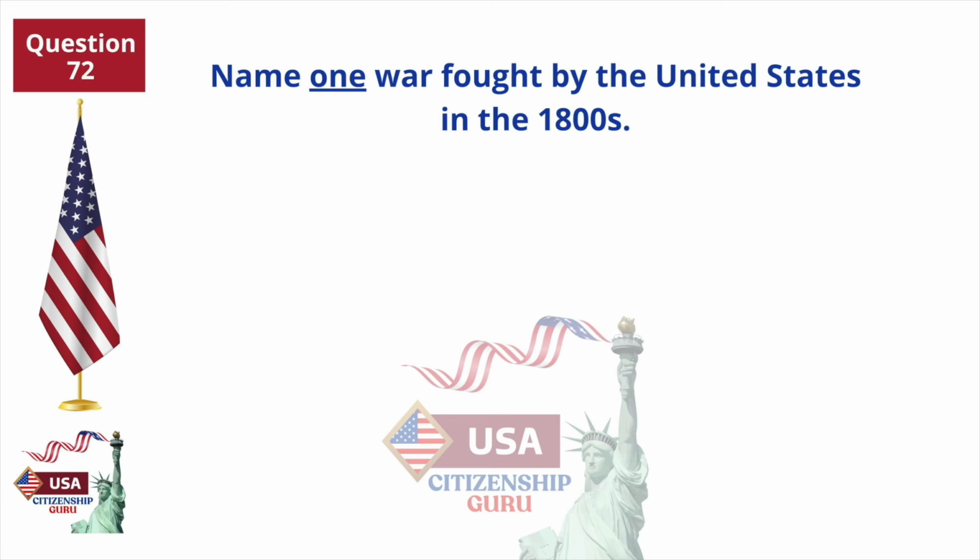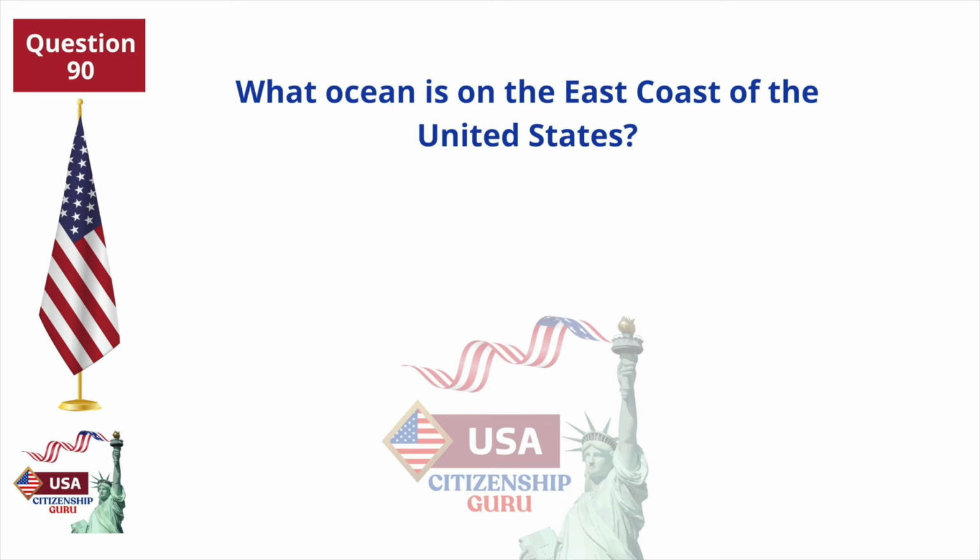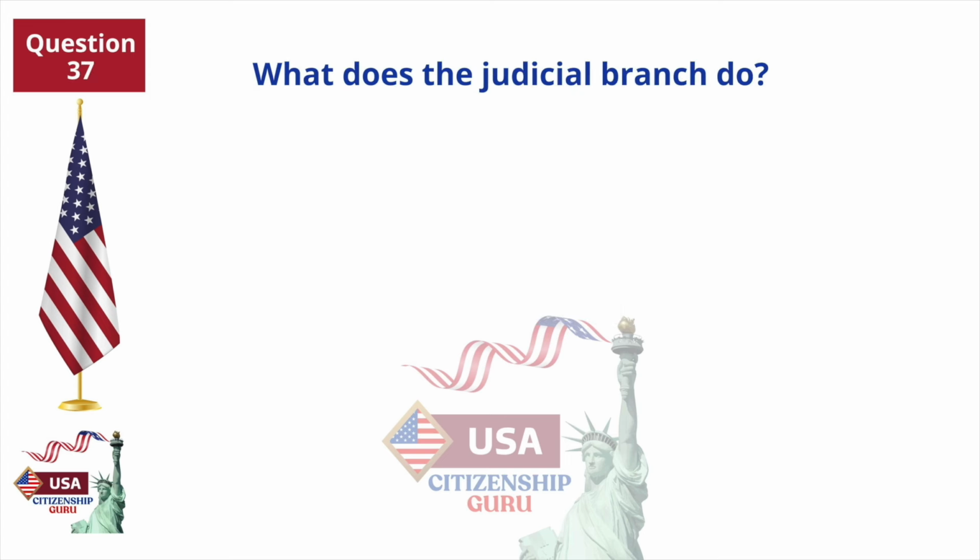Name one war fought by the United States in the 1800s. Civil War. What ocean is on the east coast of the United States? Atlantic Ocean. What does the judicial branch do? Reviews laws.